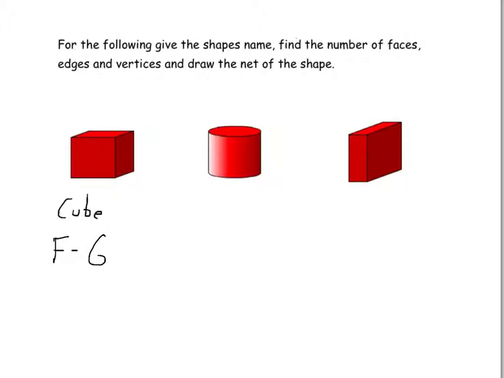Number of edges, well, each part where we've got a connection between a face, so here we've got an edge, here, here, here, here. So there's 4 along the top, there's 4 along the bottom, and there's 4 around the side. So that's 12 in all. Number of vertices, well, that's the number of points. So there's 1, 2, 3, 4, and there's 4 more on the bottom, so that's 8.